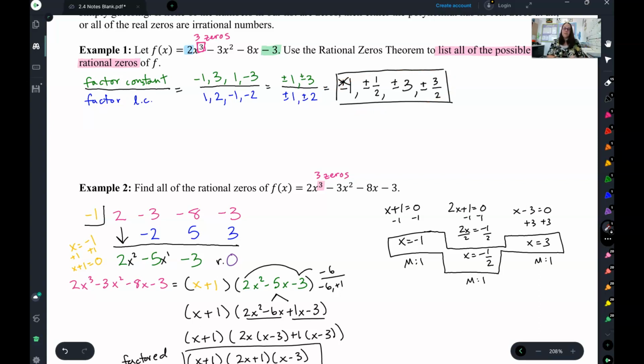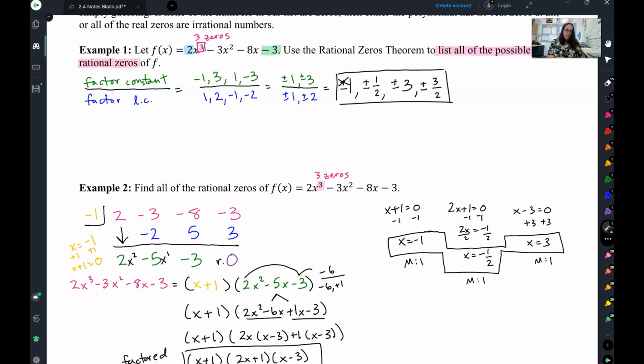This list says from all the numbers in the whole world that you could try out here and see if they work, our numbers are going to come specifically from this list. So we narrowed it down from an infinite number of numbers to try to just 8. That is the power of the rational zeros theorem.